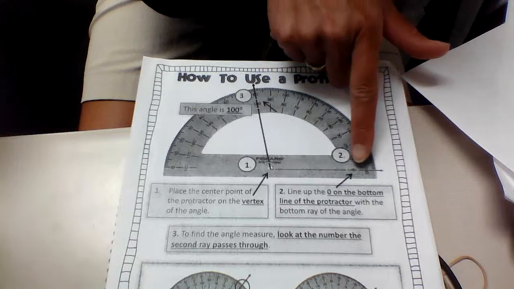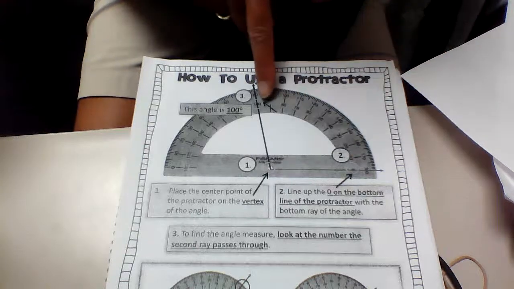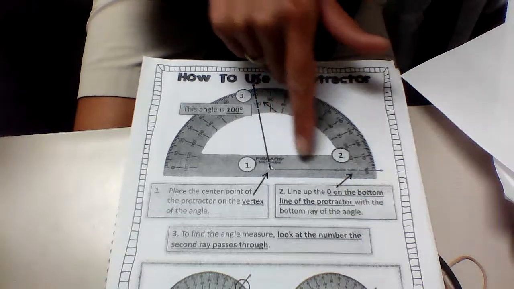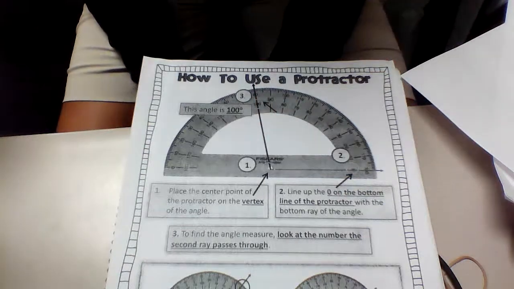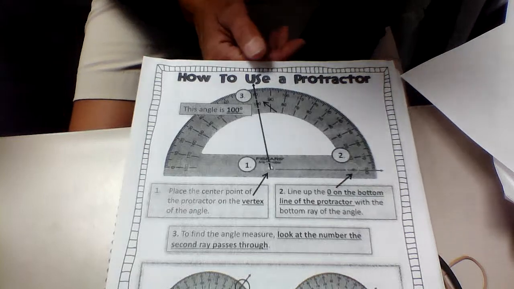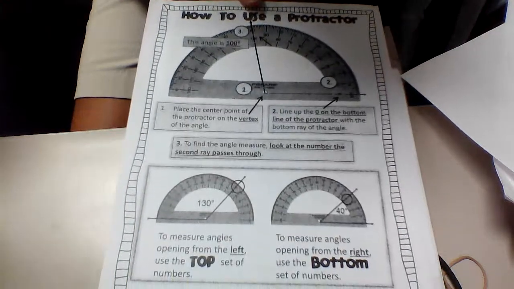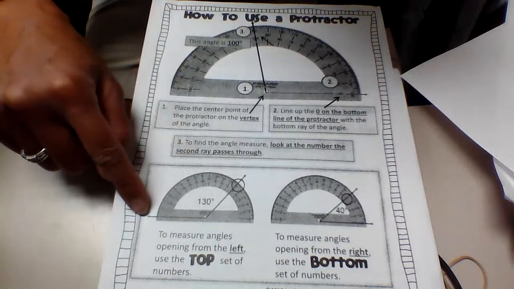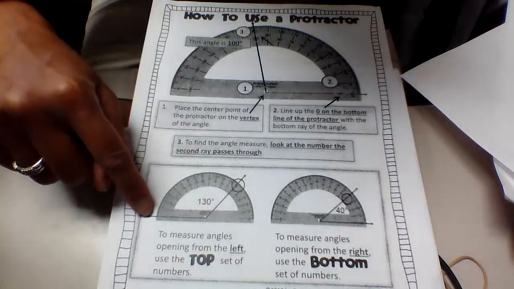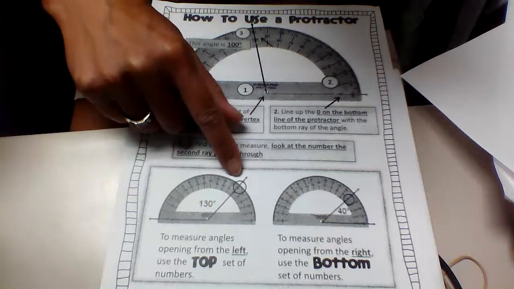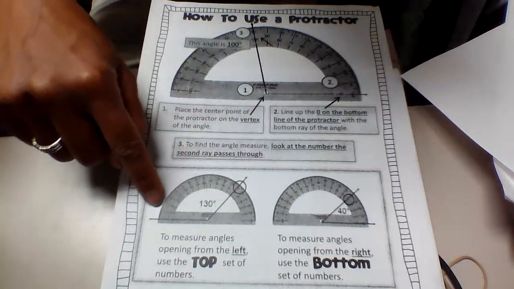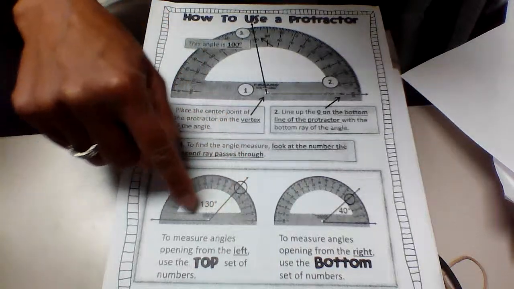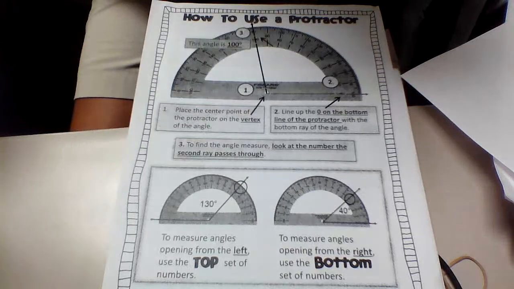Okay. The other ray will extend through a number. And if I'm using the inside set of 0 here, then I would use the inside numbers. And this other ray is pointing at 100. So this is a 100-degree angle or an obtuse angle. At the bottom of this sheet, you'll find out again that if you had a ray pointing to this side, you'd use the outside set of numbers. And on the outside set of numbers, as you're coming around from 0 all the way up to 130, where the other ray is, so this angle is an obtuse 130-degree angle.